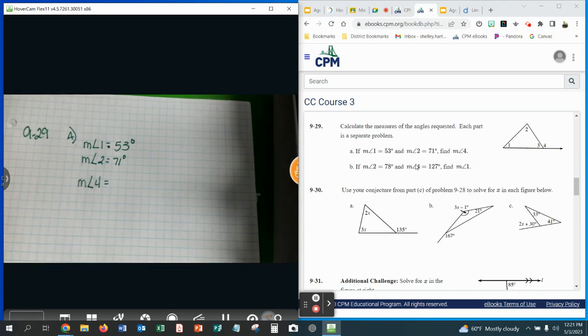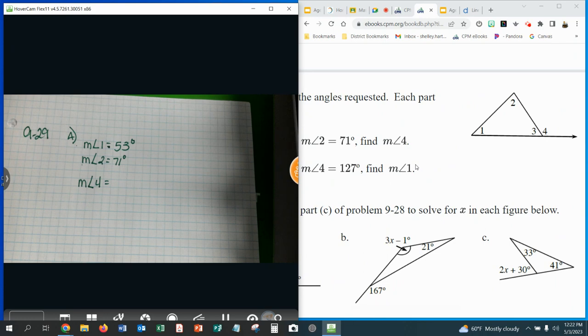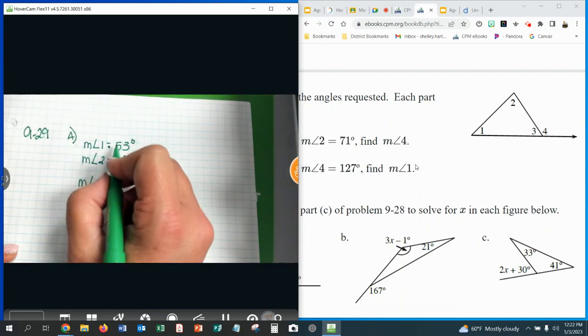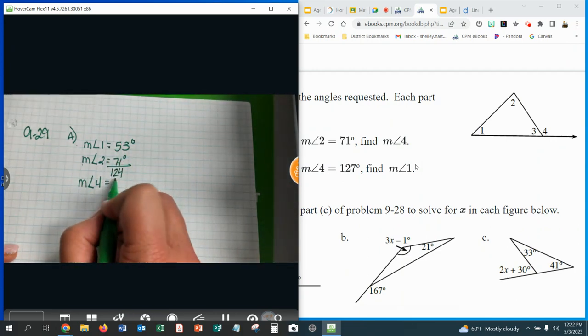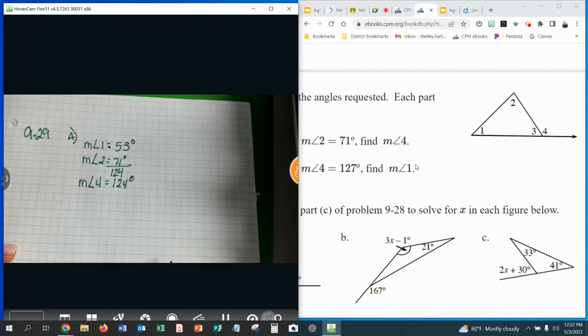Well, if you look, 1 and 2 are 71 and 53. But we know that the sum of angle 1 and 2 equals angle 4. So what is 1 plus 2? 124. So 4 is 124 degrees. Questions? Did I just lose you?